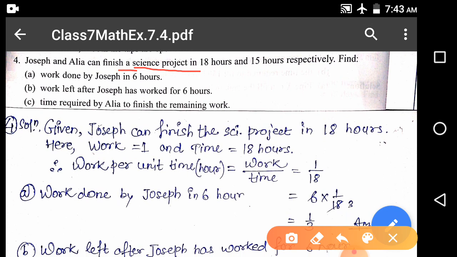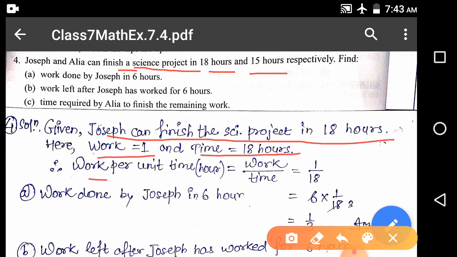A science project means one work in 18 hours. So time is given, and 15 hours time is given for both. So let's start the solution. In the solution, Joseph can finish the science project, that is the work, in 18 hours. So work is equal to 1 and time is equal to 18 hours.